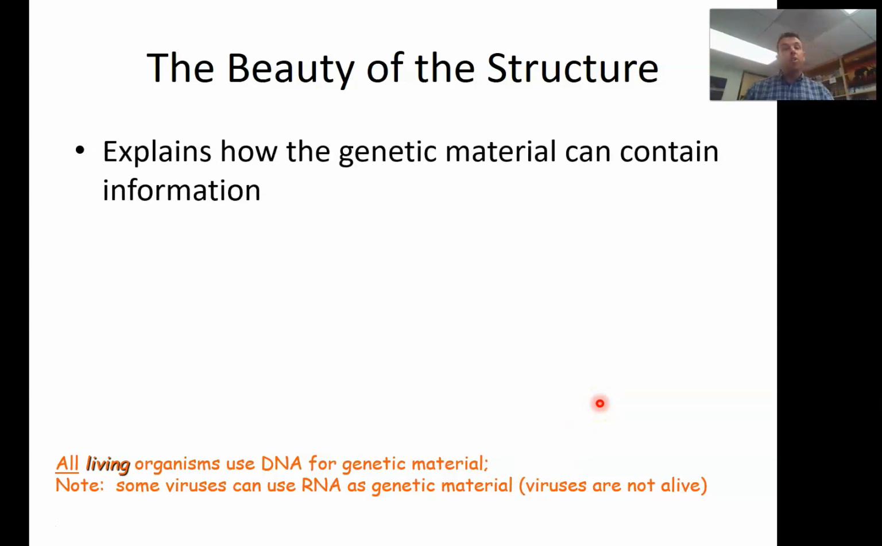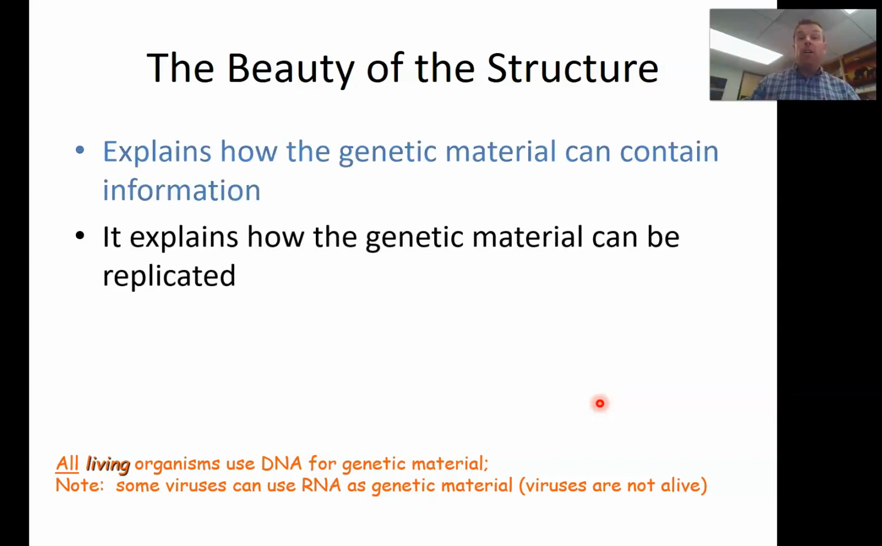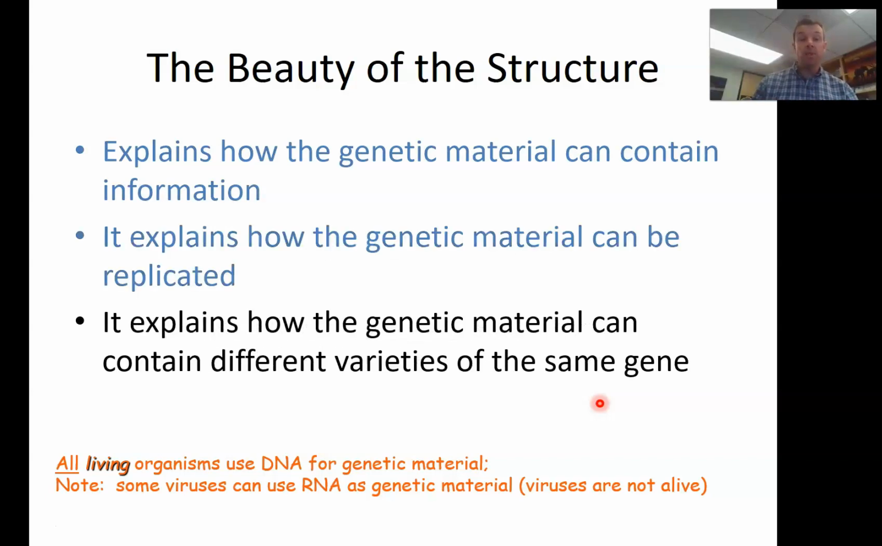All right? So the beauty of the structure of DNA explains how the genetic material can contain information and how it can be replicated. Right? And this is what pretty much this entire chapter is going to be about, that second point there. It also explains how the genetic material can contain different varieties of the same genes. So really it shows how the sequence of DNA can code for different proteins.